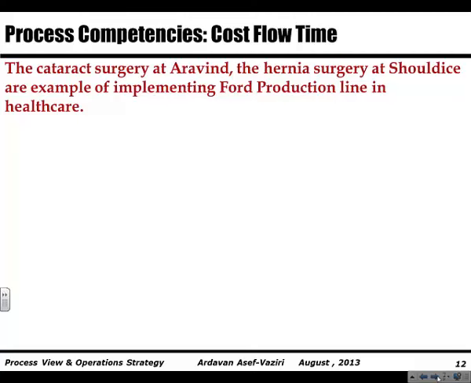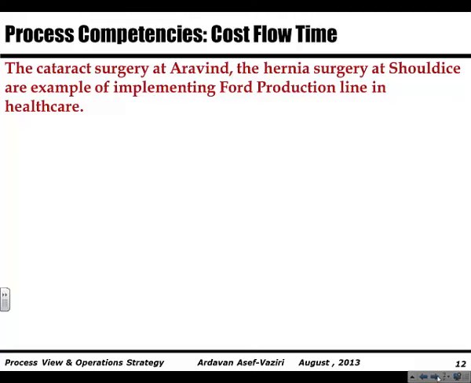Cataract surgery at Aravind, hernia surgery at Shouldice are examples of implementing fourth production line in healthcare. Fourth production line was a huge machine targeted towards production of a specific product with no or very small variations. And in that era, competition was defined mainly in one-dimensional space of cost. Then competition went to two dimensions.